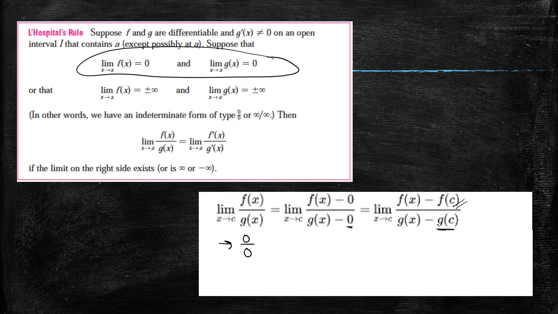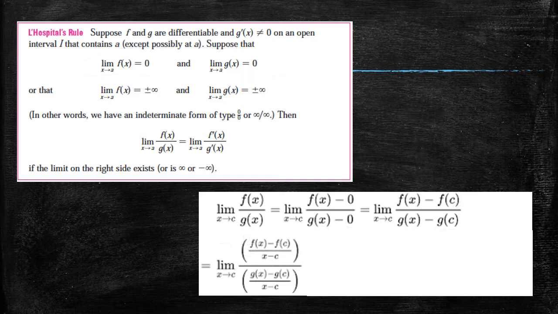Okay, so next I wanted to divide the numerator and the denominator by x minus c. So we can now take the limit of the numerator and the denominator separately, and hopefully this will look familiar to you. Once we take the limit of the numerator, the limit as x goes to c of f of x minus f of c over x minus c, right? That was our definition of the derivative.